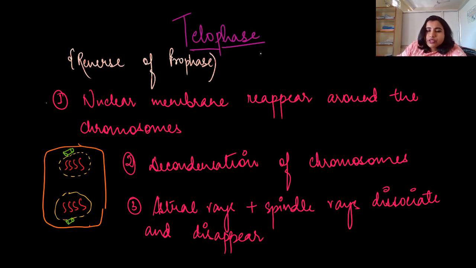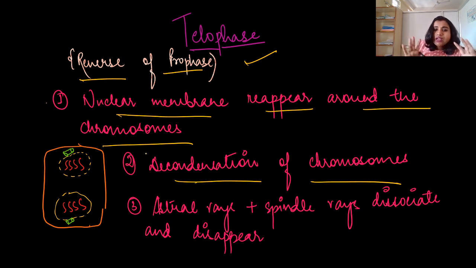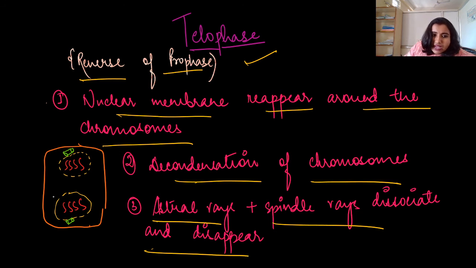Next comes telophase. Telophase is just the opposite or reverse of prophase. Whatever happens in prophase gets reversed in telophase. That means the nuclear membrane which got dissociated in prophase will start to appear around the chromosomes. Decondensation of chromosomes: chromosomes also get thickened, initially it was thin, but during division it gets condensed. Now in telophase it starts decondensing. Astral rays and spindle rays dissociate and disappear.